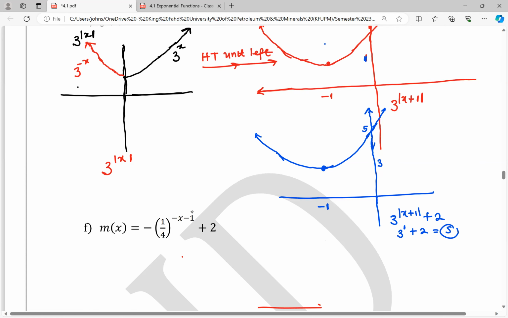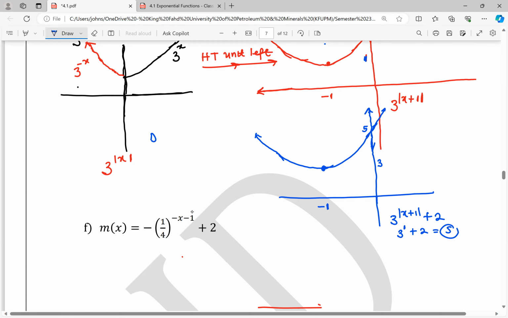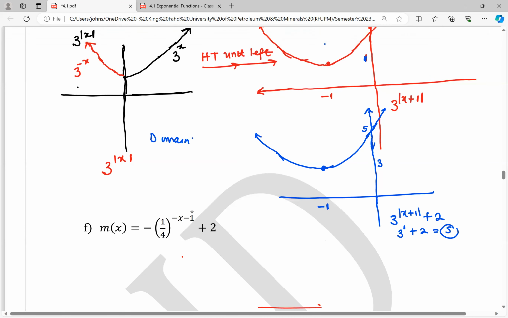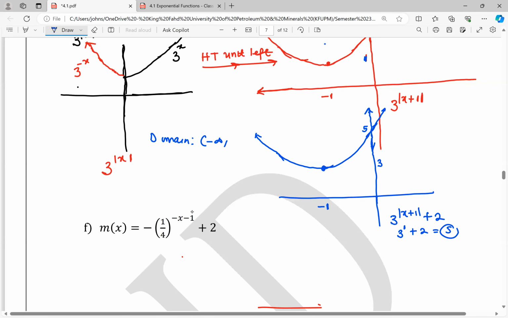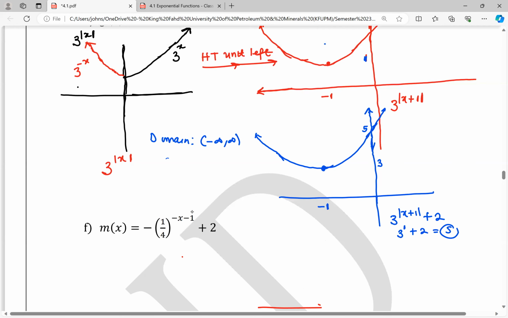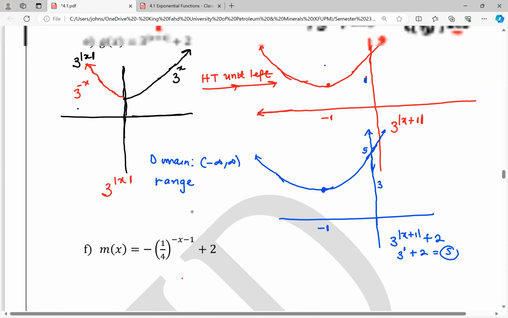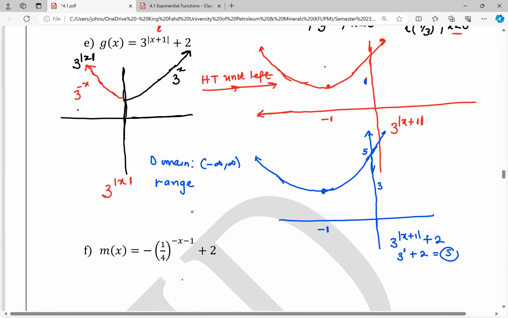We can give every piece of information we need. What is the domain? The domain will still be the whole of R. But now we have to check the range. What is the range now?